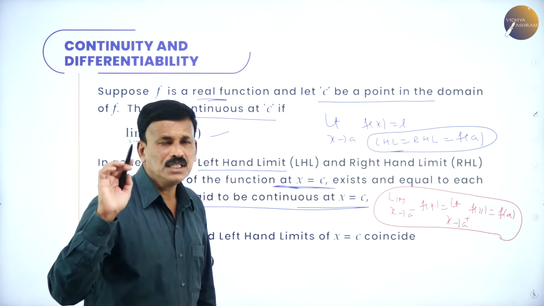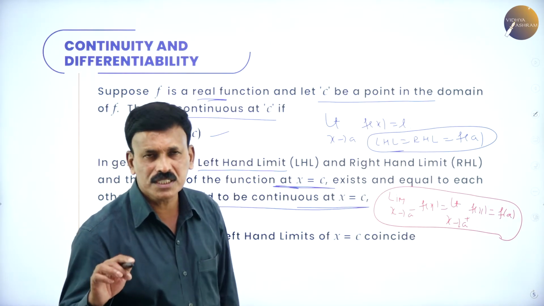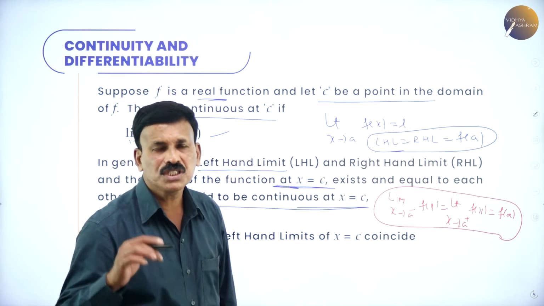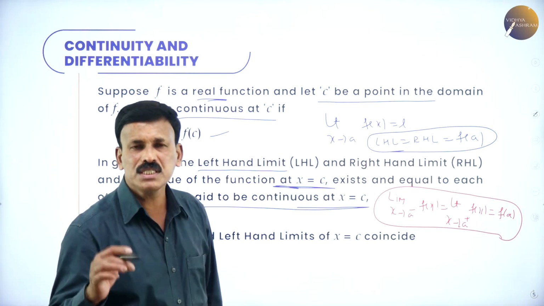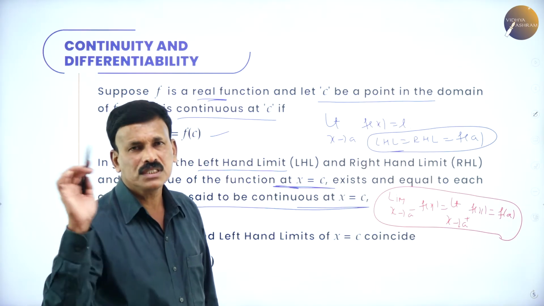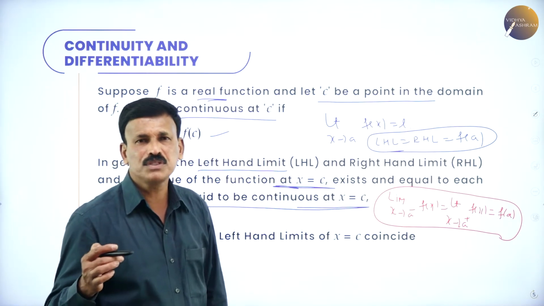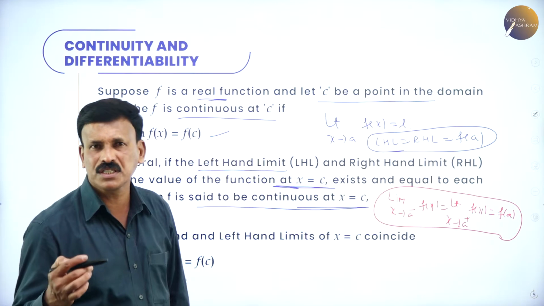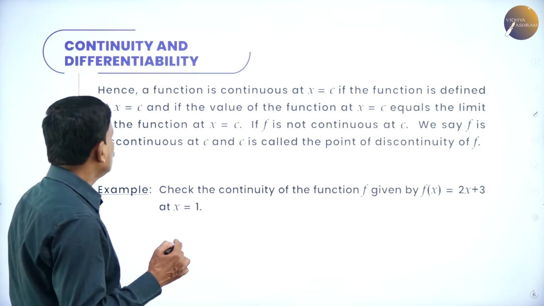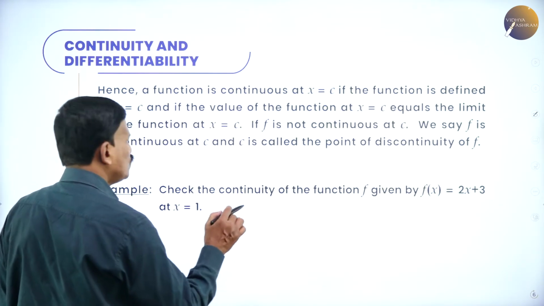So in general, a function f of x is said to be continuous if the left hand limit is equal to right hand limit is equal to the functional value. Otherwise it is said to be a discontinuous function, not continuous. Now let us discuss in detail.